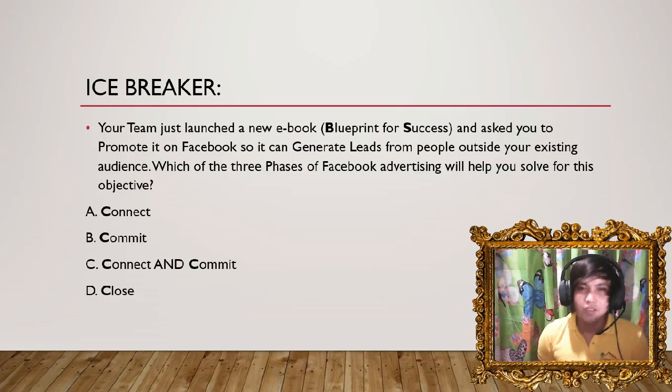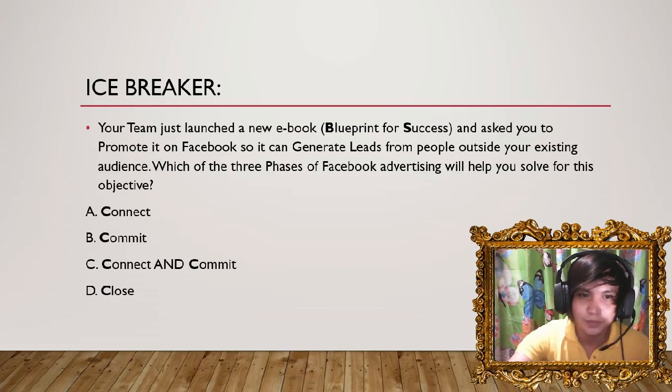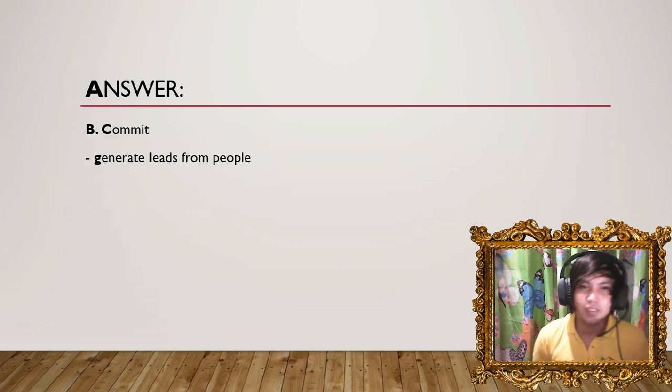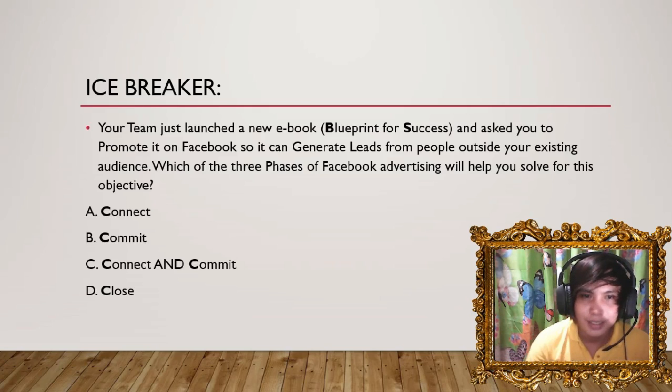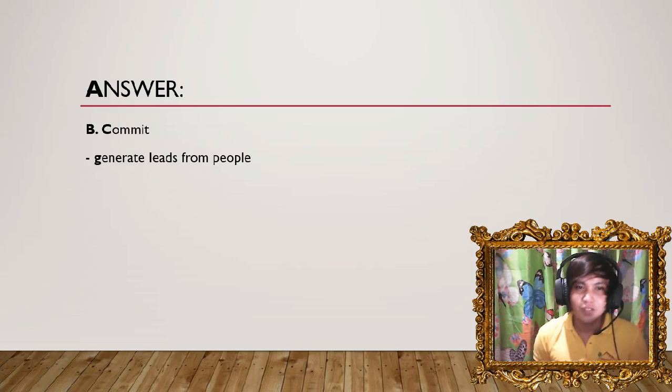Okay, let's reveal the answer. The answer is B, commit. Why commit? Because it says generate leads from people. Let's go back to the question: promote it on Facebook so it can generate leads from people outside your existing audience. So the answer is commit, because in the second phase you have to generate leads and gain new subscribers.